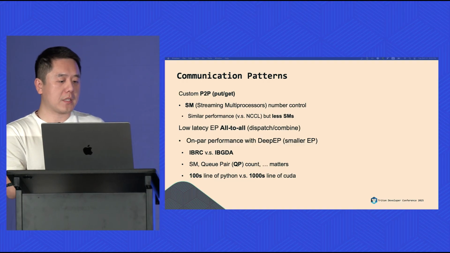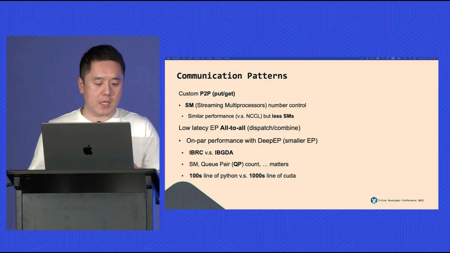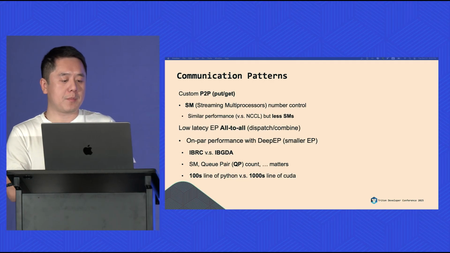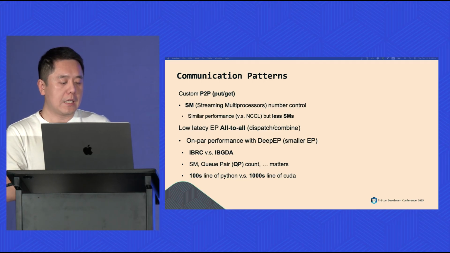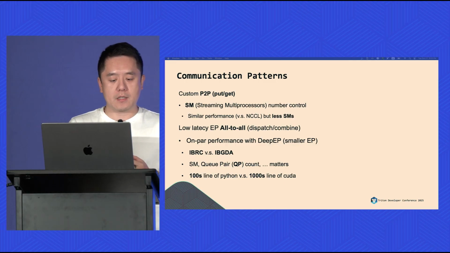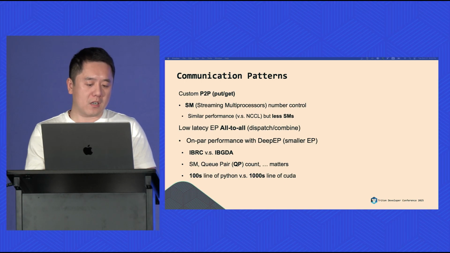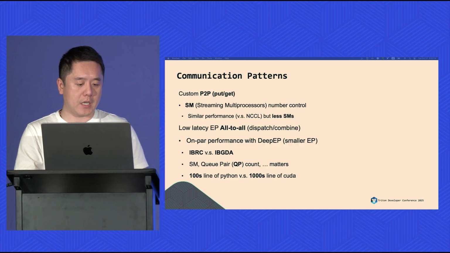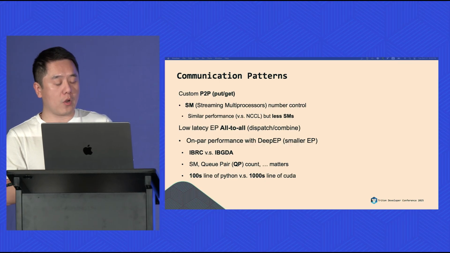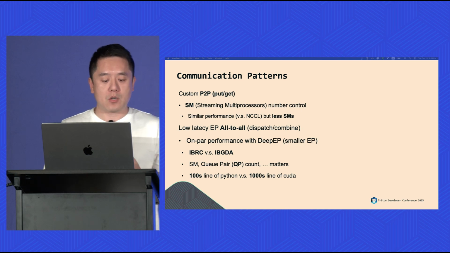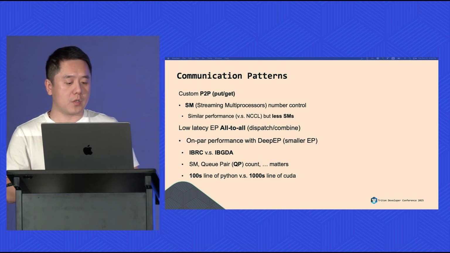The difference is basically IBRC versus IBGDA, and the IBGDA support is still in progress. We also have some study showing that the SM numbers and the QP (queue pair) count actually also matter for these communications. And more importantly, we only used hundreds of lines of Python code, compared to DeepEP, where there are thousands of lines of CUDA code.